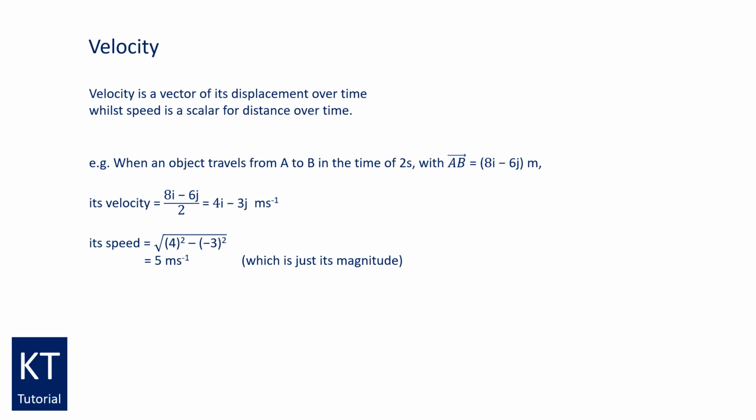As velocity is a vector, the parameters of velocity and speed often appear in questions pertaining to vectors. As an example, when an object travels from A to B in the time of 2 seconds, with vector AB being equal to 8i minus 6j, its velocity will be equal to 8i minus 6j over 2, whilst its speed is the magnitude of the velocity.